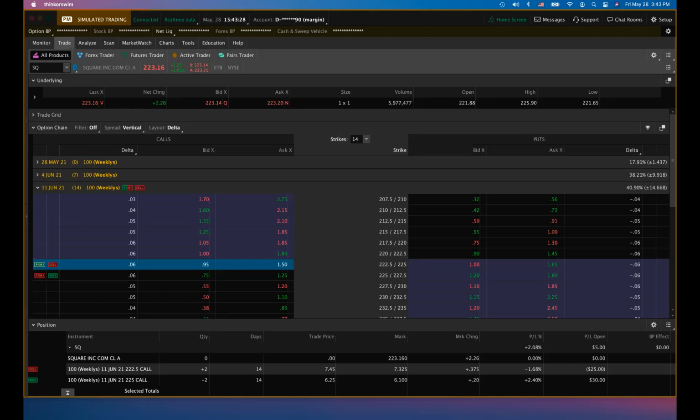Whereas for credit spreads, the long position is usually your insurance position. You're basically protecting yourself from the upside or the downside, as the case may be, whether it's a put credit or call credit. You're just ensuring that your maximum loss is capped to the width of the spread less the premium that you received. All right, good deal.